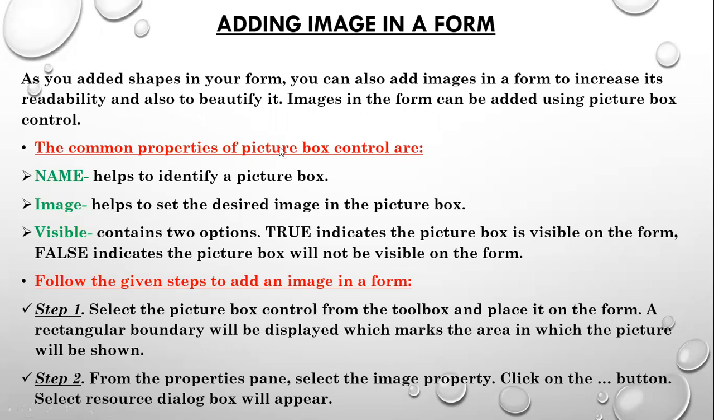Firstly, we'll look at the properties for the picture box so that we can use this and know the steps how to use it. So there are three main properties that a picture box control has. Firstly, when I choose a picture box, I can name it because there might be possibilities I add more than one picture in my program. And to make sure that we have a proper name to identify it, we give a name. So the name property will help you identify a picture box. Second is the image.